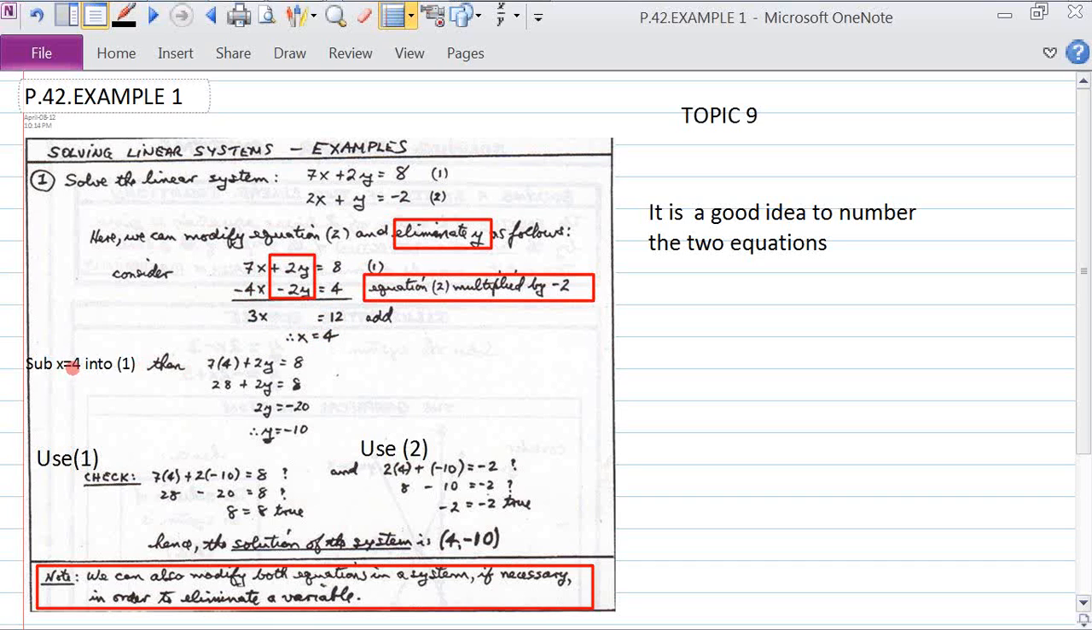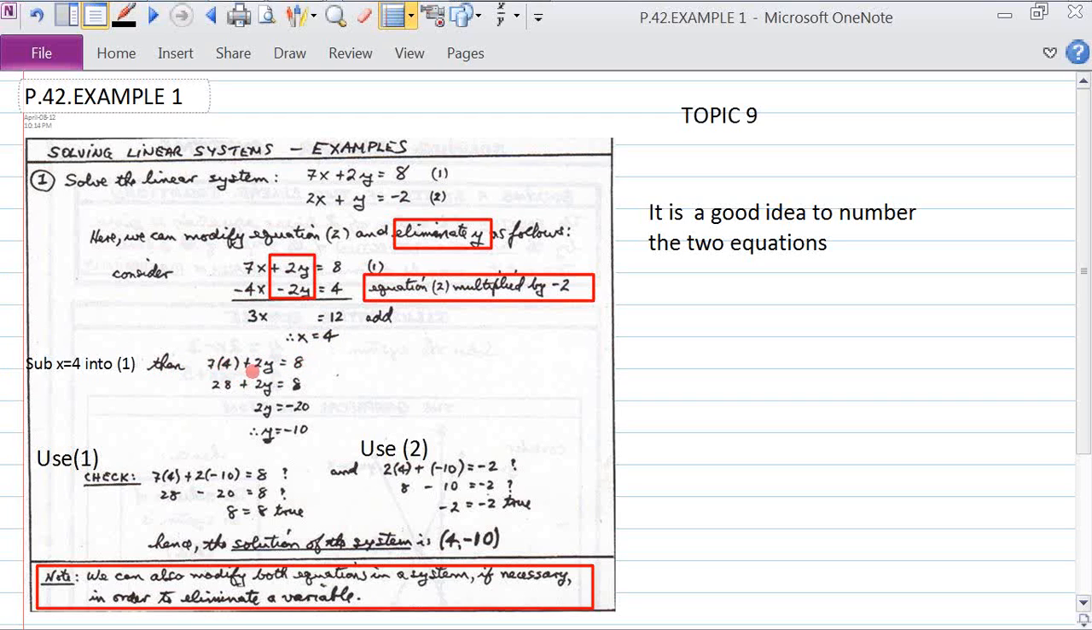Now we substitute x equal to 4 into equation 1. We could substitute it into equation 2. It doesn't really make any difference. But we're going to substitute x equal to 4 into this equation right here, and replace the x with a 4. So 7 times x, where x is 4, plus 2 times y equals 8. The reason we're doing this is that we have the x value, but we don't have the y value. So we're going to put x equal to 4 into equation 1, and then solve for the y.